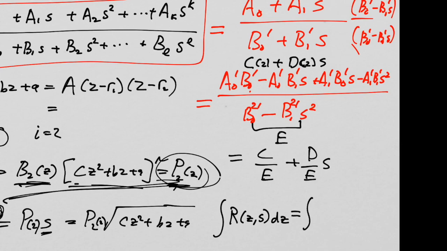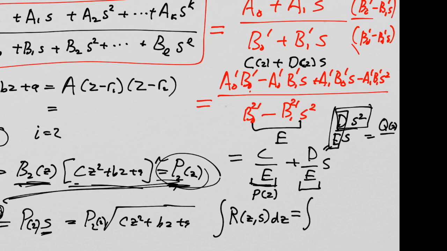This ends up being the integral of, well, what is this? That is a rational function of z. I'll call this p of z. And what we're going to do there is say that this term equals d s squared over e s, and the numerator, because you've got an s squared, is a rational function again, and divided by e, it's still a rational function, so that whole thing is going to be q of z over s, right?